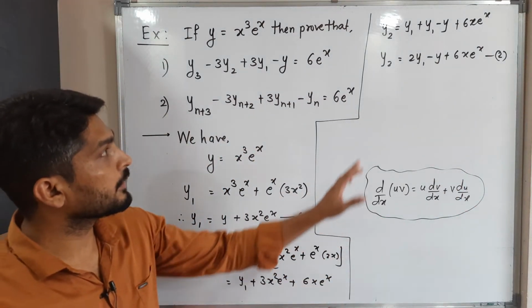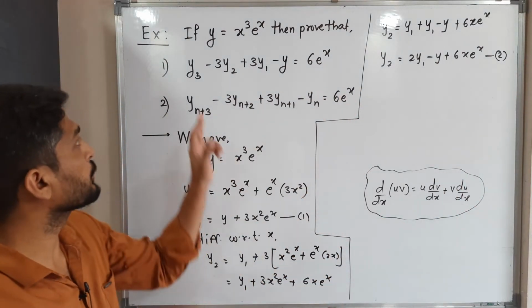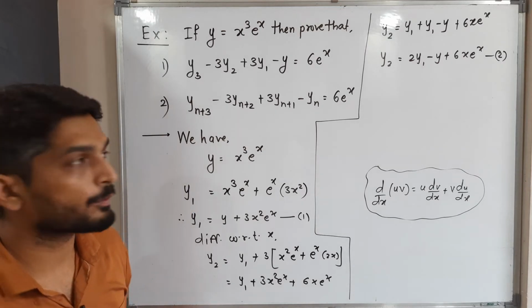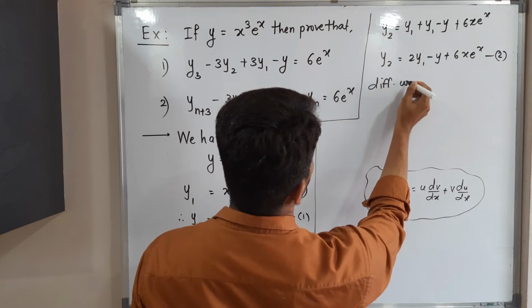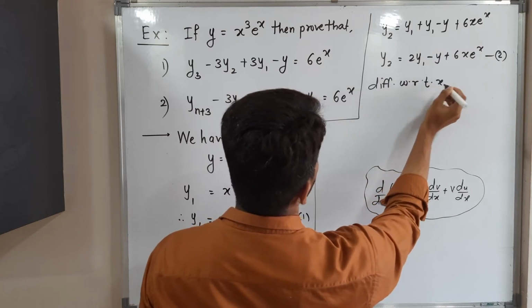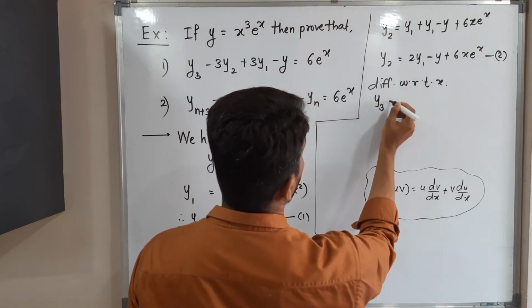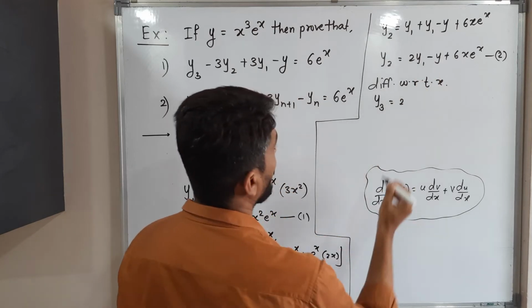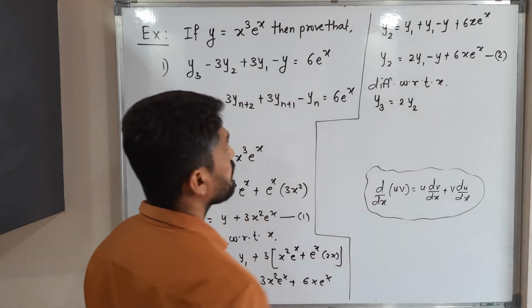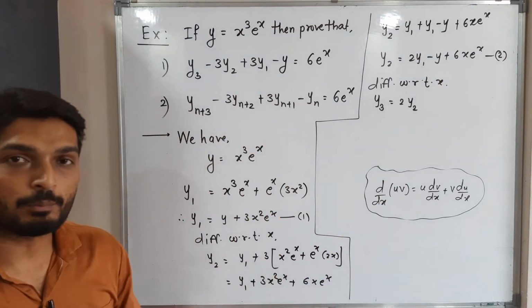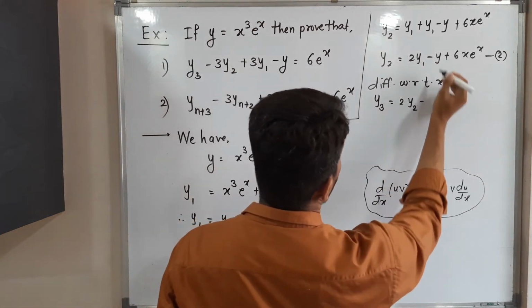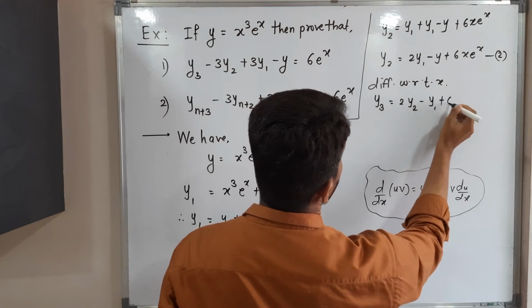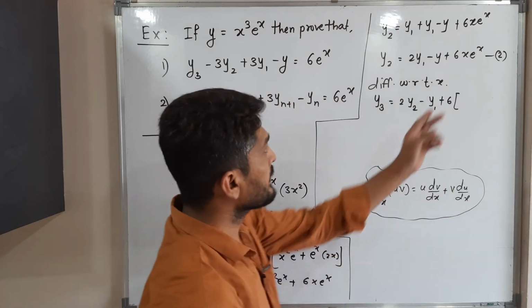So we have got the second derivative. We have to go up to the third derivative, which means one more time we have to differentiate. Differentiating with respect to x, the derivative of y2 is y3. 2 is constant, the derivative of y1 is y2. The first derivative we already have, so if you take one more derivative, it will be y2 minus the derivative of y, which is y1, plus 6 is constant, x e raised to x.